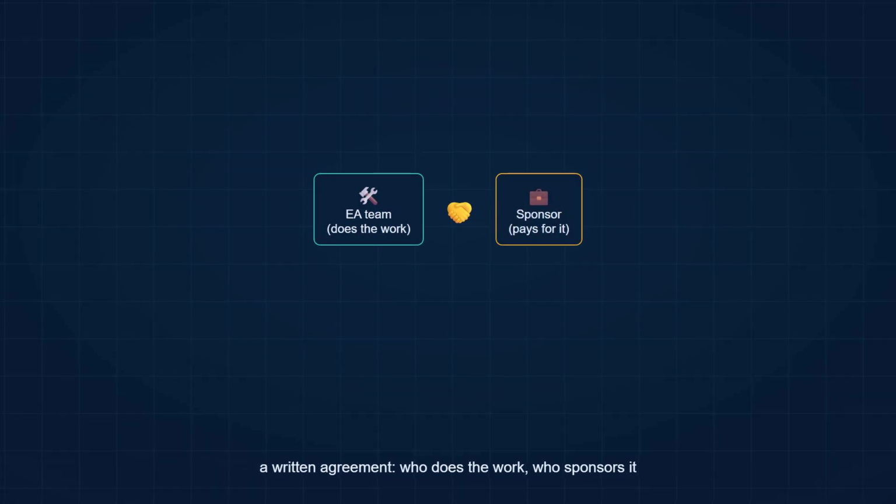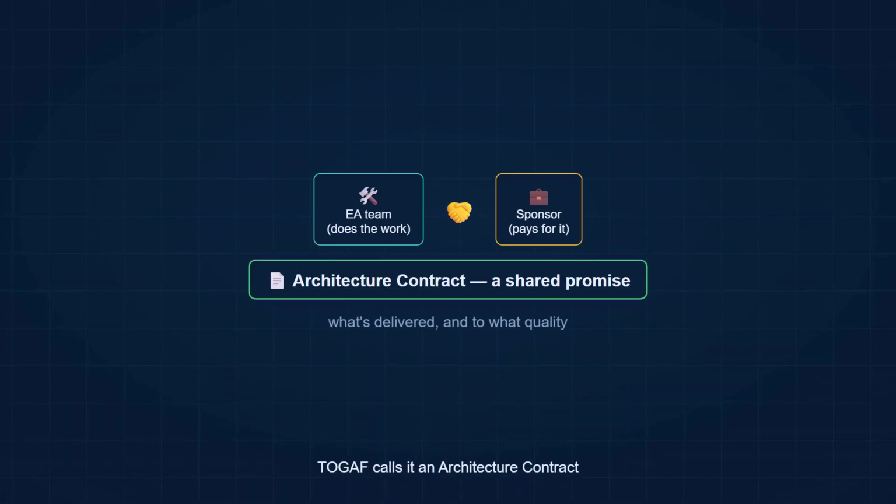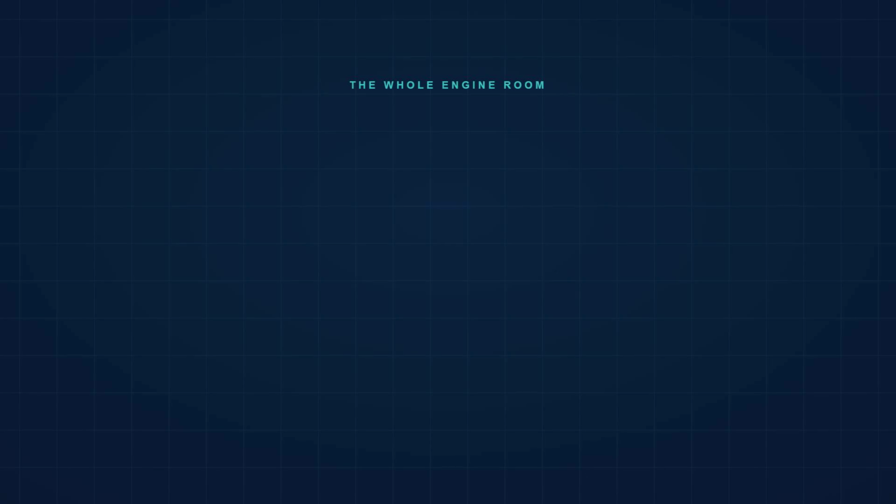To keep it all fair, there's usually a simple written agreement between the people doing the work and the people paying for it, spelling out exactly what will be delivered and to what quality. TOGAF calls it an architecture contract. It's really just a shared promise everyone can be held to, so nobody argues later about what finished was supposed to mean.